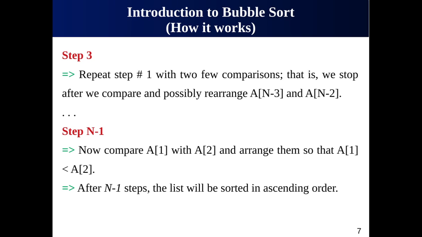For example, you have to compare a1 with a2, and then rearrange them if they are out of order, and then a2 to a3 and so on. At the last step you have to compare only two elements, a1 and a2, and then rearrange them. At the end of this step you will see that all the elements are in sorted form, or you can say that the array is in sorted form at the end of step n minus 1.